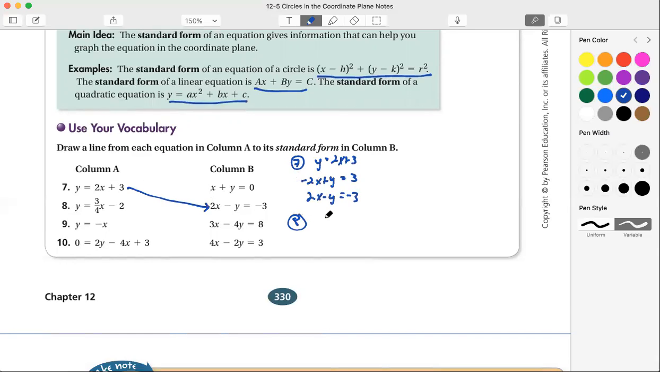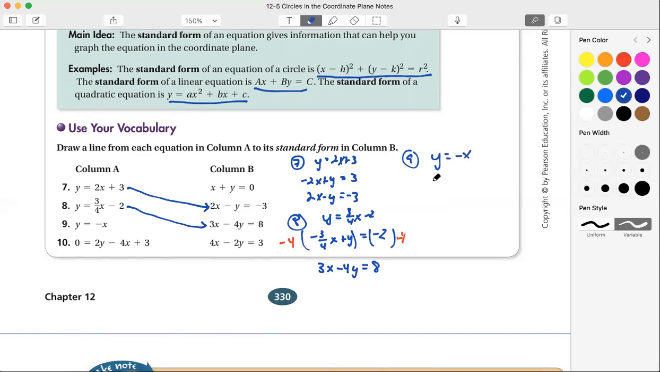Number 8. So I'm going to do the same thing. We have y = 3/4 x - 2. I'm going to subtract 3/4 x, so -3/4 x + y = -2. And I'm going to multiply the entire equation by the reciprocal, or -4, to get rid of the fraction, because you can't have fractions in standard form. So this is going to give me 3x - 4y = 8. So that would be right there. All right, number 9. We have y = -x. I'm going to add x, and I get this one. So the last but not least must be right here.